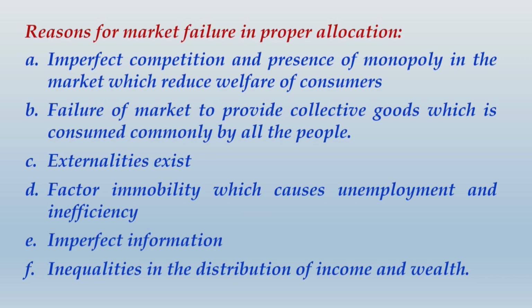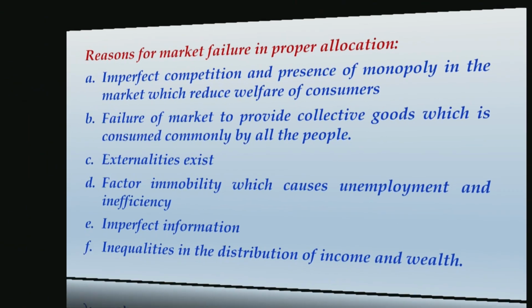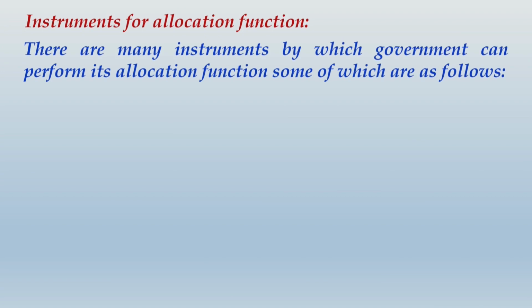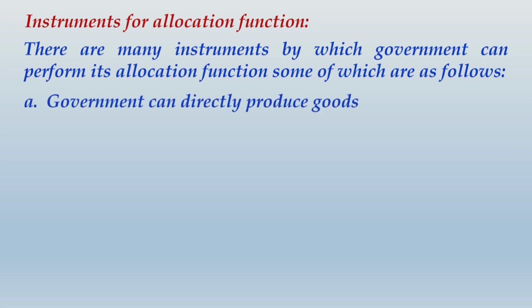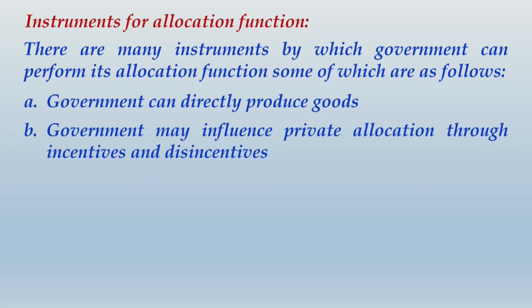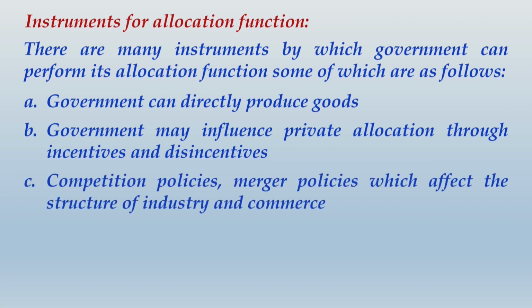Alright friends, once you have written this much, let us move ahead and continue writing further. Instruments for allocation function. There are many instruments by which government can perform its allocation function, some of which are as follows. Government can directly produce goods. Government may influence private allocation through incentives and disincentives.